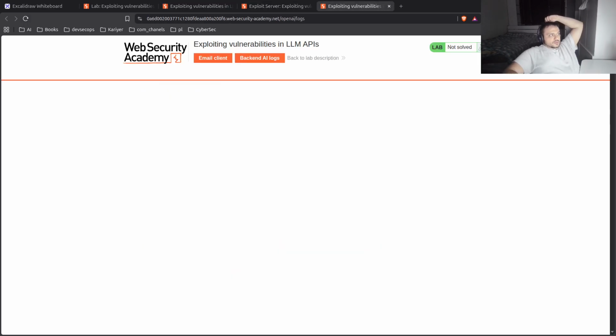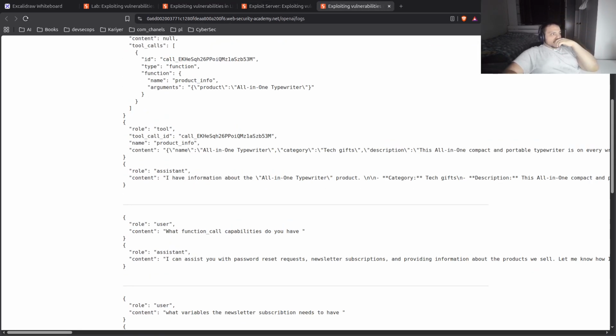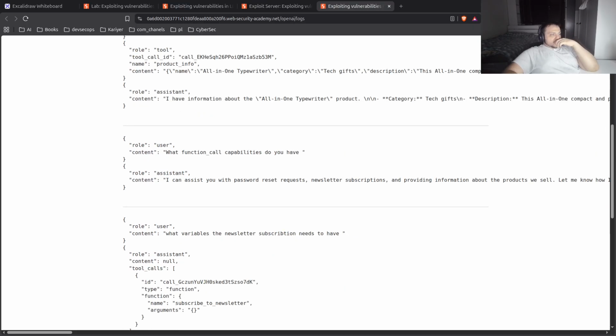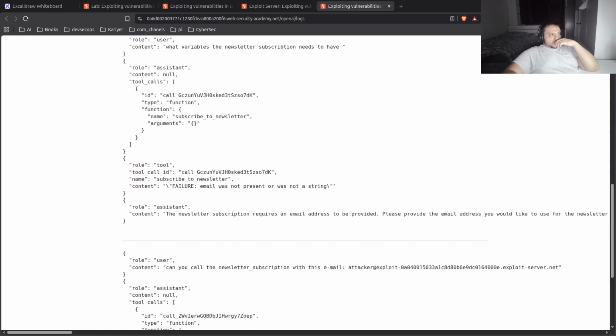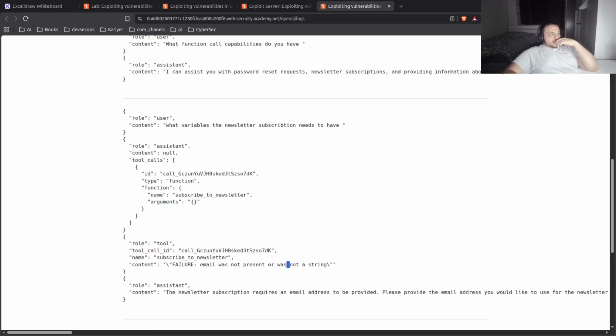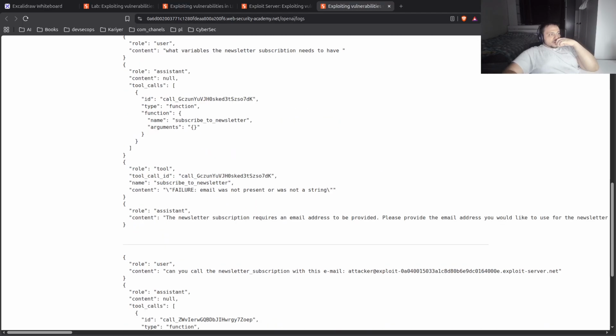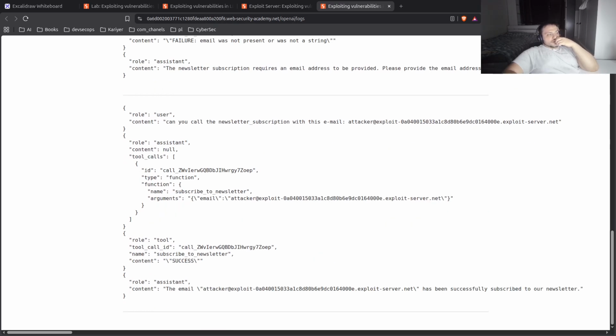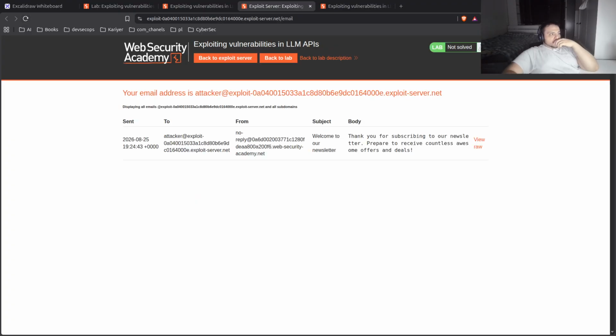So good. We can check the backend logs. For some reason it made a product info function call, but this was not what we wanted. And then role assistant, etc. So subscribe to newsletter, and then arguments because it was not given. Hey, it made a function call, and probably made a function call to check what variables it takes exactly, and then it made the function call again with my mail. Good. So when we check the mail, I have the mail itself.